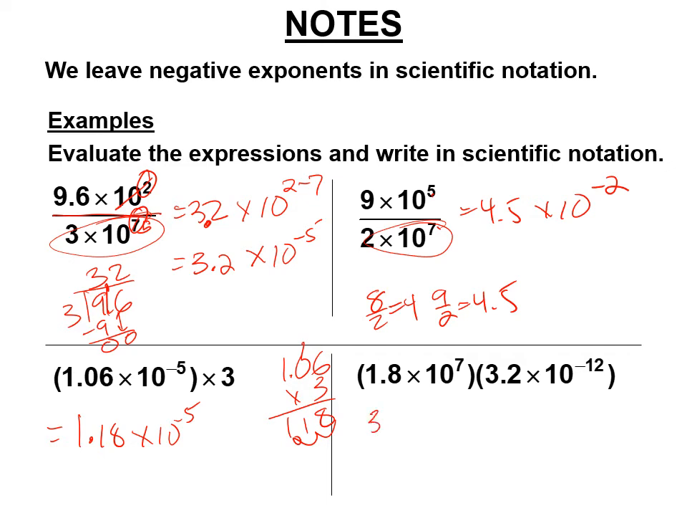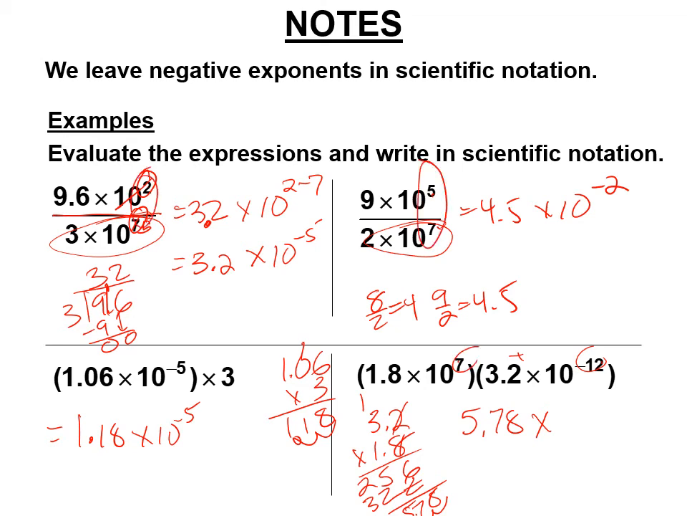Here, we have to do a little work. 3.2 times 1.8. 8 times 2 is 16. 8 times 3 is 24 plus 1 is 25. 1 times 32 is 32. 875. Move the decimal twice. I'm getting 5.78. Sorry that I ran out of room there. 7 plus -12, right? So here we're adding the exponents, right? Here, when we were dividing, we subtracted them. And so times 10 to the -5th. That is a small number. This is a big number times a small number, and this one turned out to be very small.